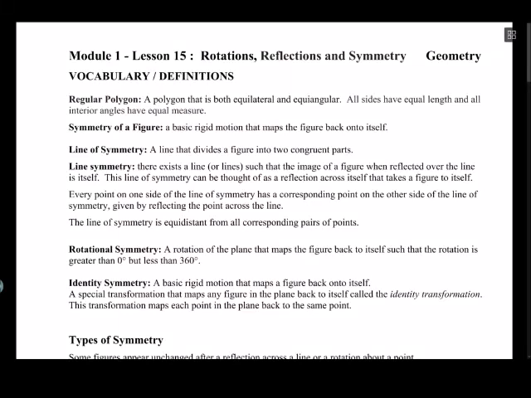Module 1, Lesson 15, Rotations, Reflections, and Symmetry. As usual, we're starting off with some vocabulary, and some of this is already known to us.